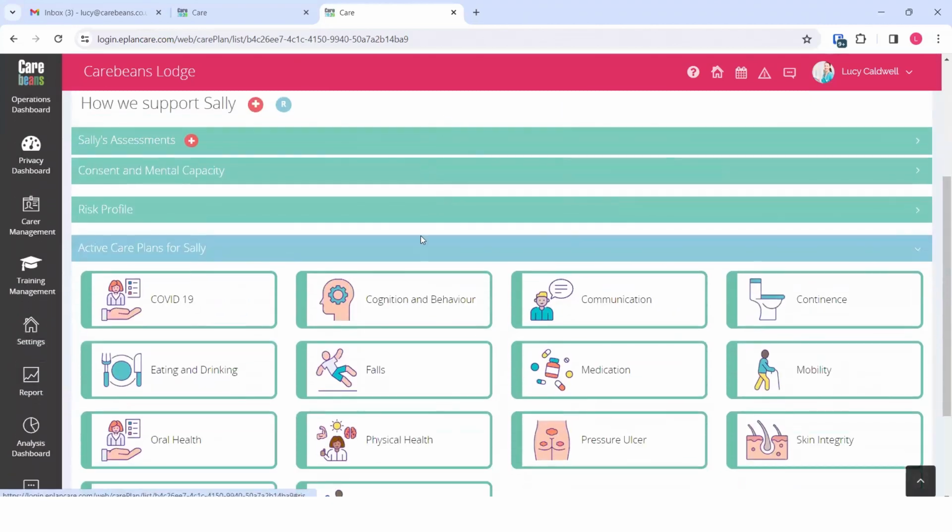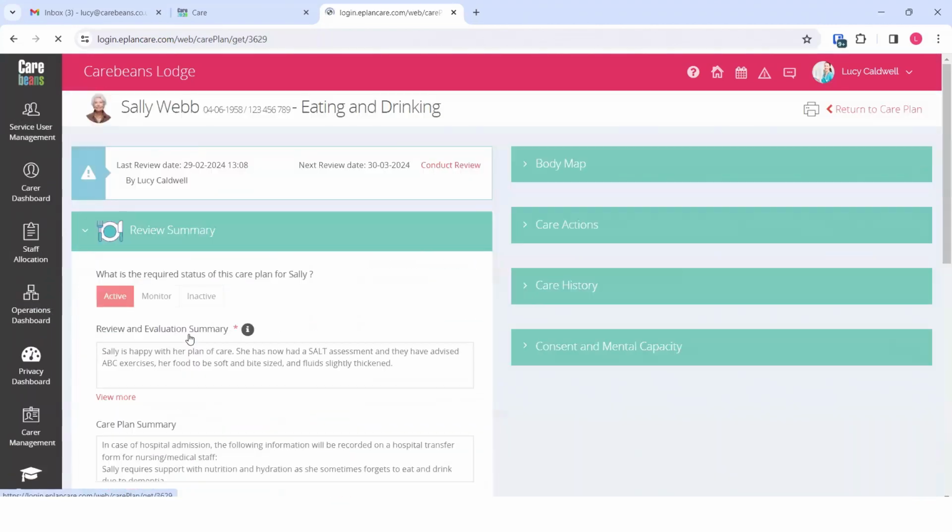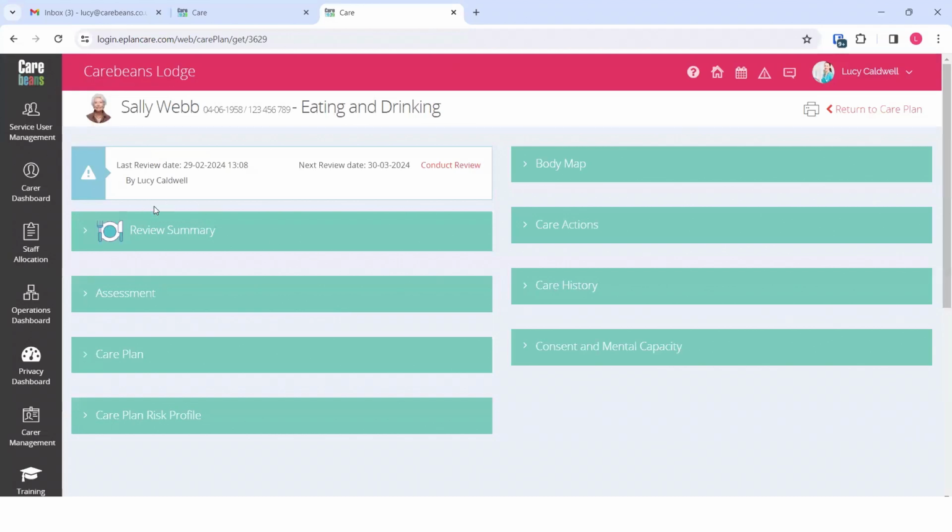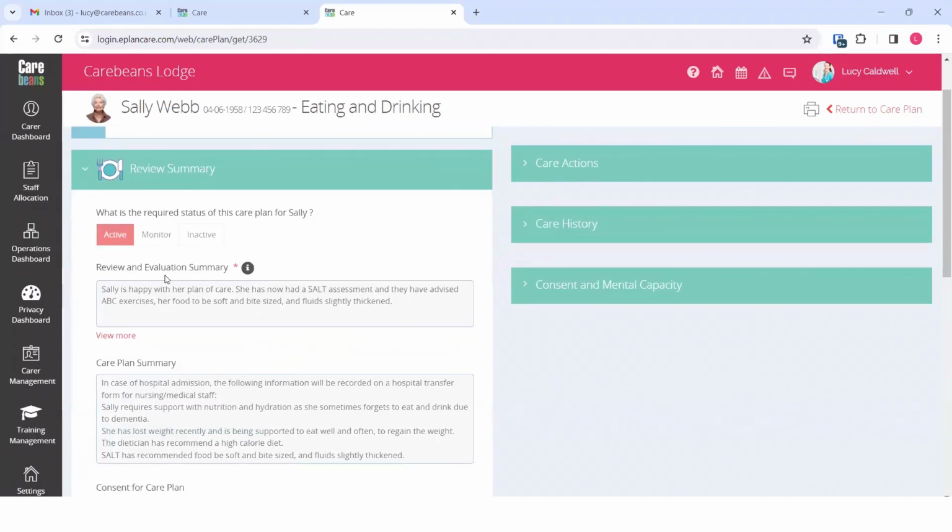But then when it comes to the care plan, I've done an eating and drinking care plan for Sally. Sally's been seen by the speech and language therapist recently, so I've put that in my review. She's been seen by the SALT assessment team. They've advised these particular exercises and for her food to be soft and bite-sized and fluids slightly thickened.